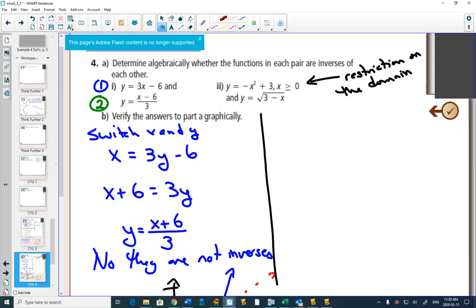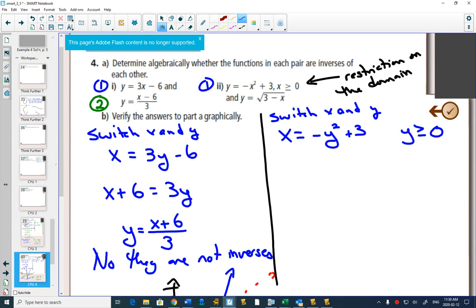So how do we find an inverse? Well, again, I'll call this equation 1 in blue. I'm going to switch x and y. So I have, write that down, switch x and y. X equals negative y squared plus 3. And the restricted domain will also switch. And you'll only consider this equation when the y values are bigger than or equal to 0.